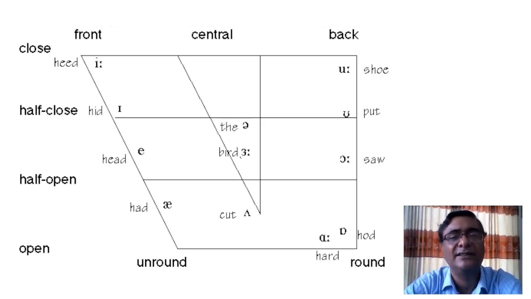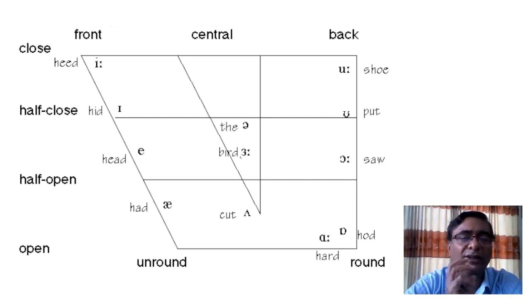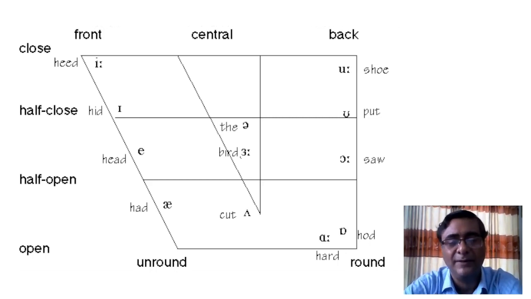Now, front, central and back are the positions of the vocal tract from where the sound originates. Close, half open, open: we are talking about the movement of the lips, and some linguists say the mouth as well. So close, half open, open is the movement or position of the lips, or you can also say mouth, whether it's open or not.